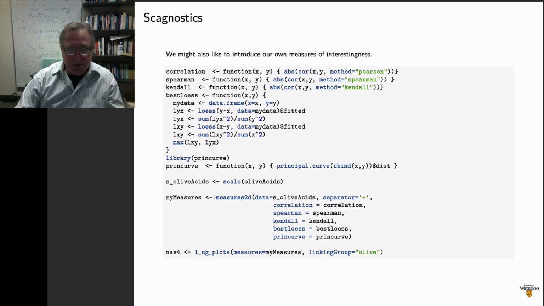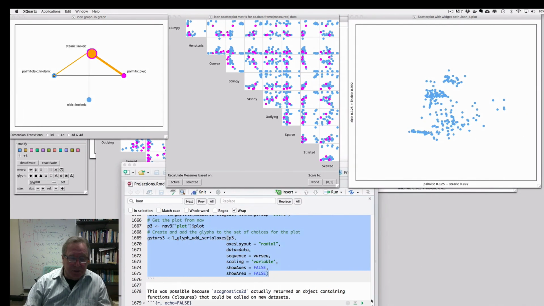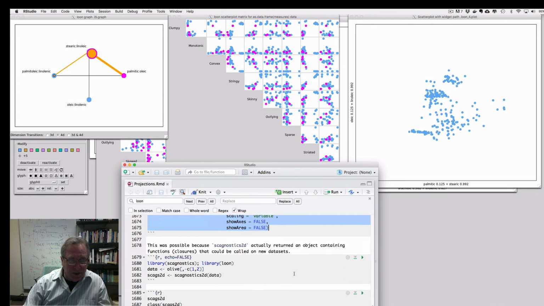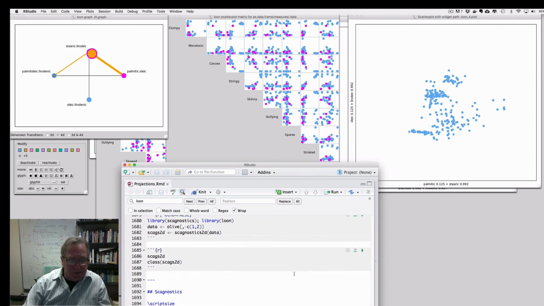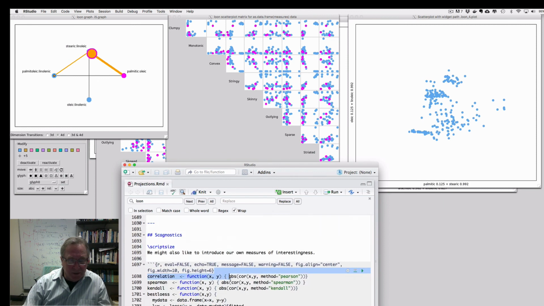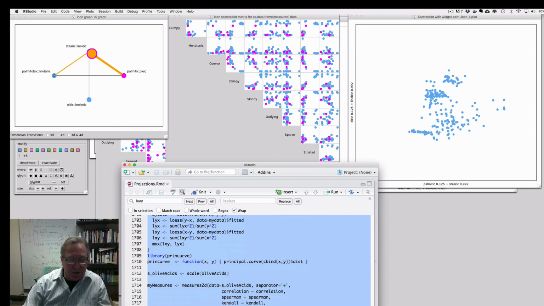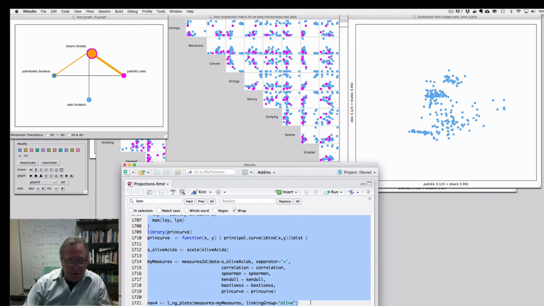So I can do that. I can call my measures, just calling measures 2D, and I give it the data that I'm going to work with, and the functions that I'm going to use, which I can name any way I want, and then hand those measures off to loon plots, the same as before. Okay, so let's just try that to show that you can have any measures that you like. So here's our correlation measures, our best lowess, our principal curve, and then we'll put that inside of this loon plot.